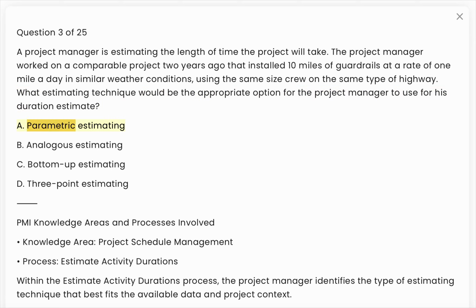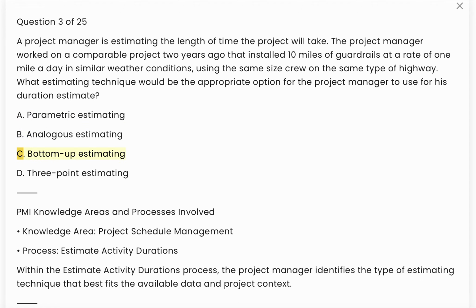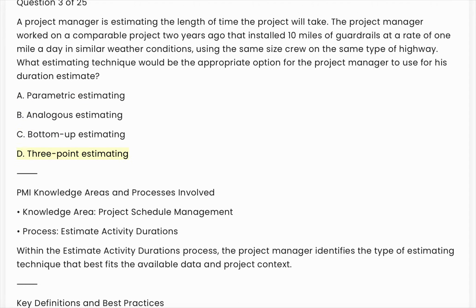A. Parametric estimating. B. Analogous estimating. C. Bottom-up estimating. D. Three-point estimating.